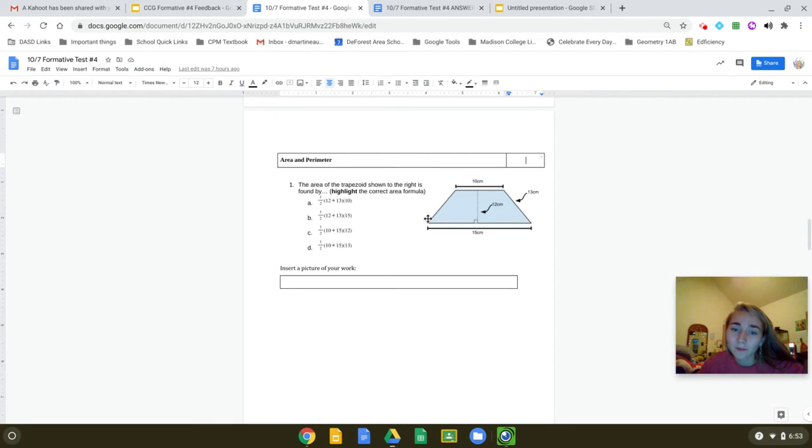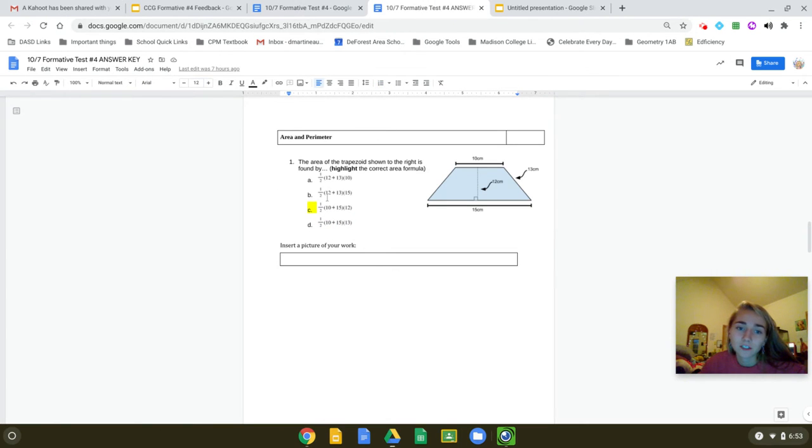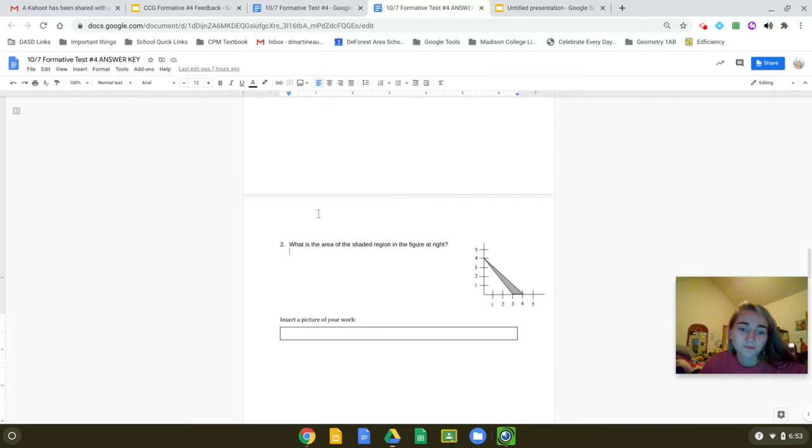Now the height here, remember, is from the base to the very top of the figure, and here it is 12. So we need to find 10 plus 15 multiplied by 12 multiplied by 1/2. So the correct answer here is C. I want you to make sure you highlight that in your formative.